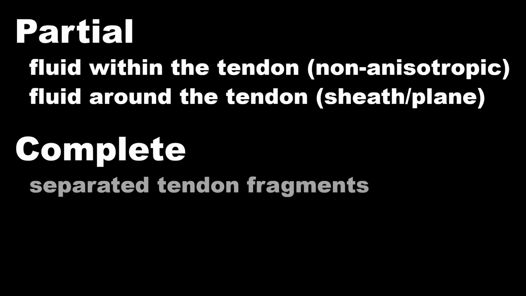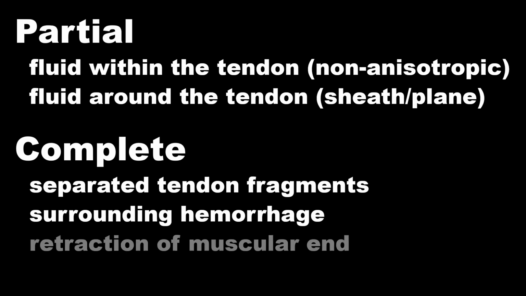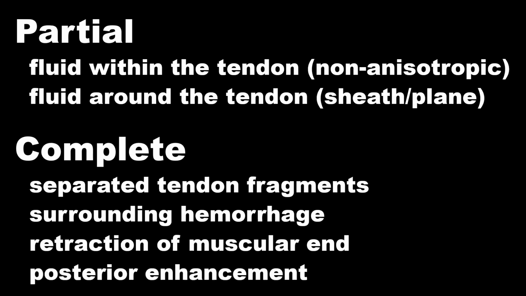When it comes to tendons, we need to think about it as partial or complete ruptures. Partial tendon ruptures will actually show up as fluid within the tendon itself that is non-anisotropic, or fluid around the tendon sheath or plane, like we saw in the earlier example. Whereas complete ruptures will show up as separated tendon fragments with surrounding hemorrhage. You may actually also see retraction of muscle, and then you'll see posterior acoustic enhancement as the ultrasound waves go through that area of hemorrhage.